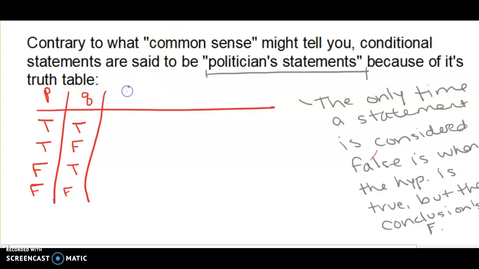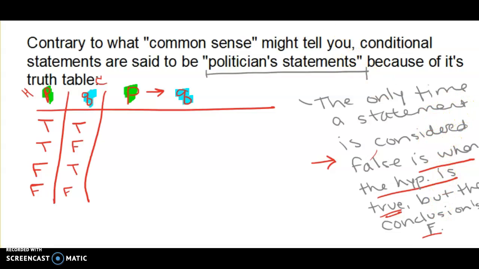All right, so we are going to go now to the conditional statement. If P, then Q. Notice P is my hypothesis, and Q is my conclusion. Now let's go back to here. The only time this conditional statement is false is when the hypothesis is true and the conclusion is false.